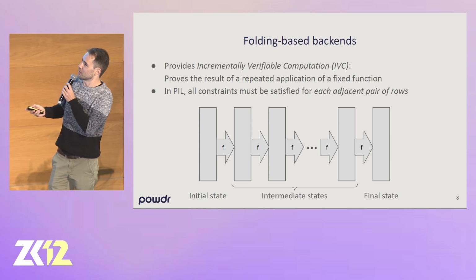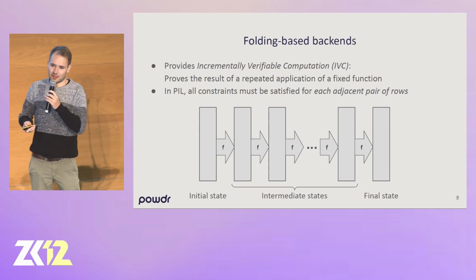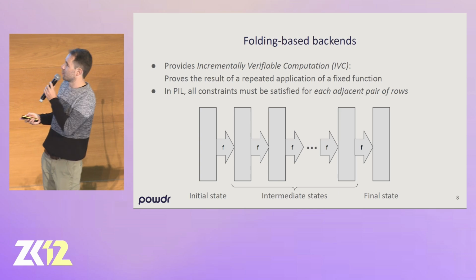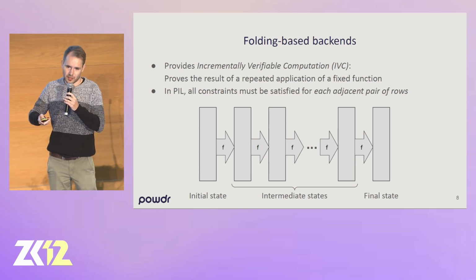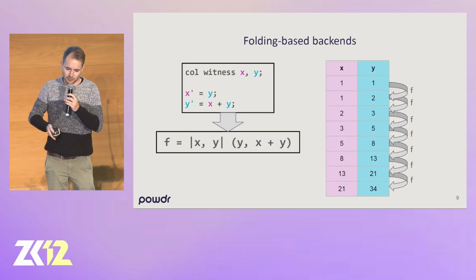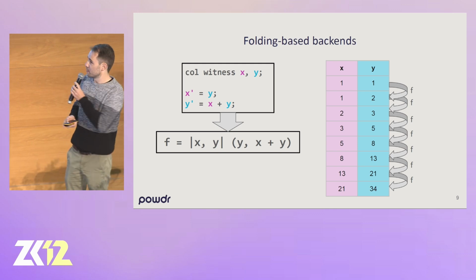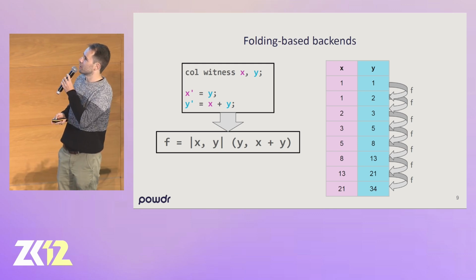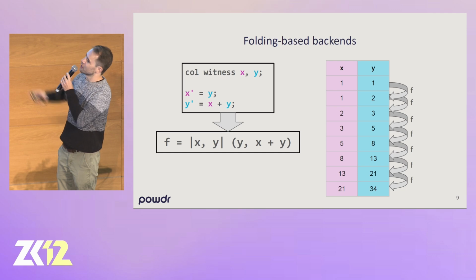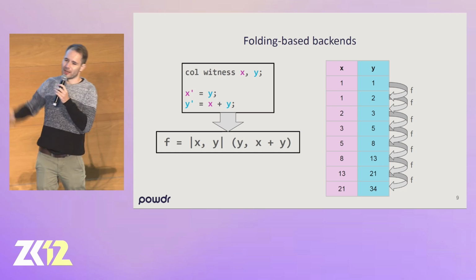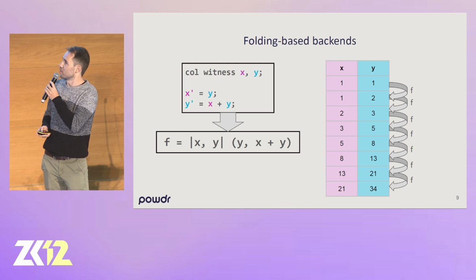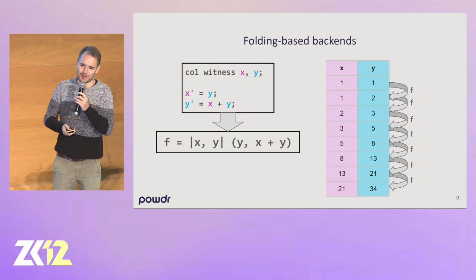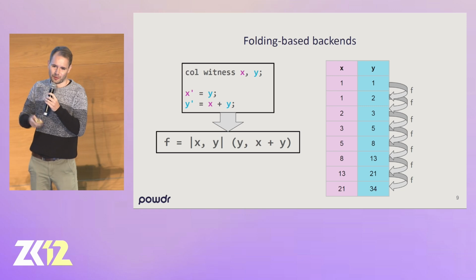And this function, at least in the simple cases, should be the same in each step of the computation. That is kind of similar to PIL, which has the same constraints on all rows of the execution trace. So if we look at a simplified version of this Fibonacci program, it's the same program as before, but I left out the first and last columns because folding schemes have a native way to represent the first and last state.